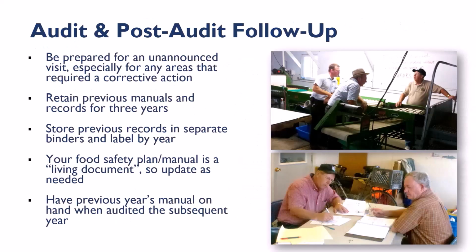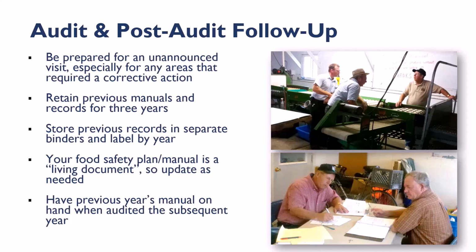After the initial farm audit inspection occurs, an unannounced visit is possible within the remainder of the growing season. If the auditor left you with any areas that required corrective actions, it is important that you address these areas so that you are ready for any follow-up visits. Previous manuals and records must be retained for 3 years. It may be helpful to store previous records in separate binders and label them by the audit year.